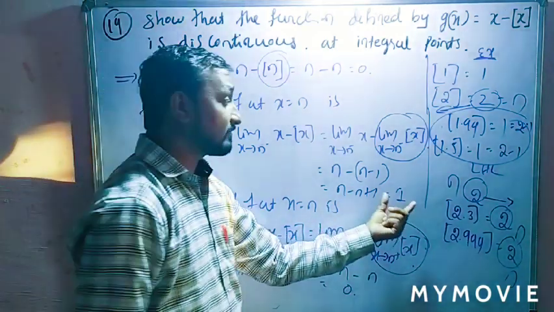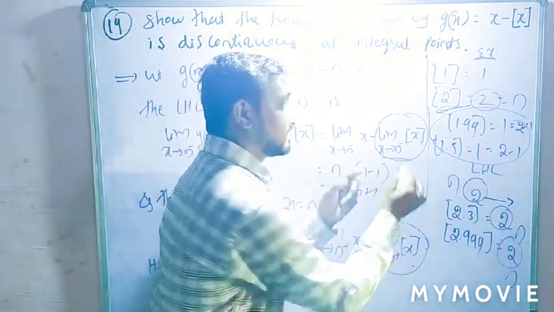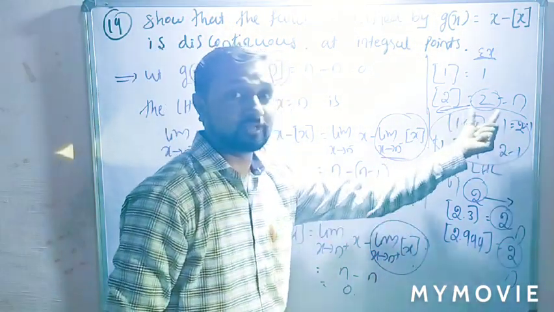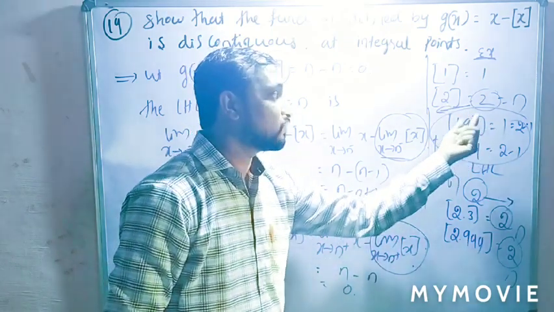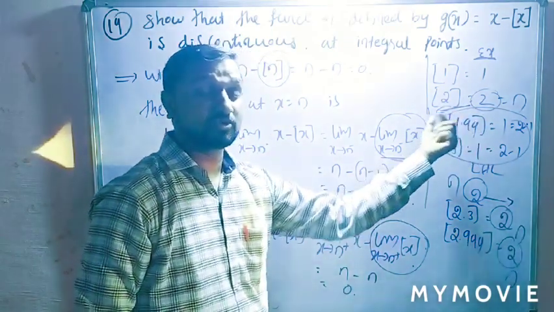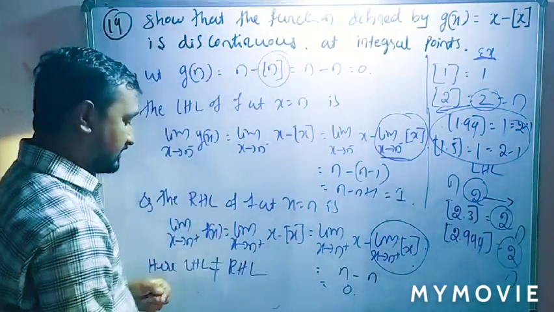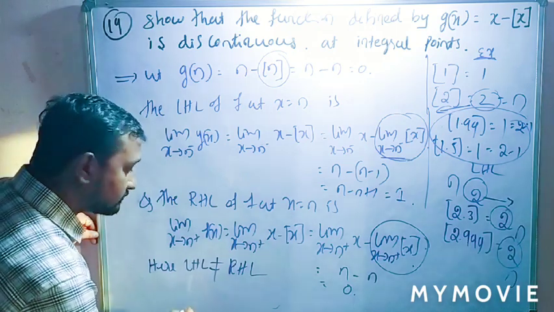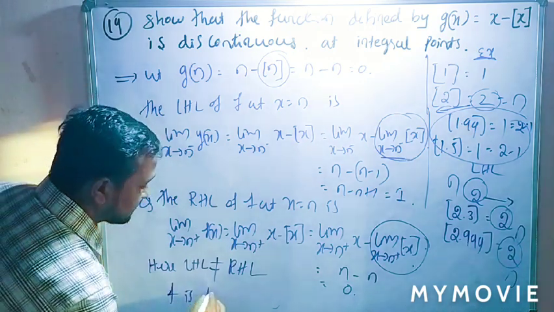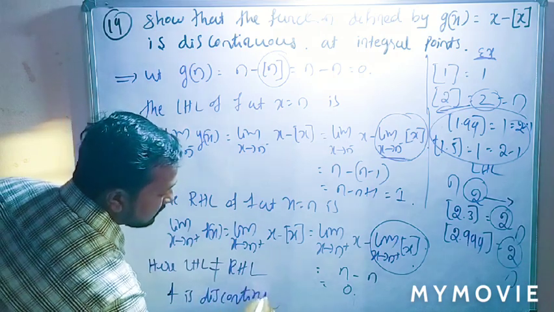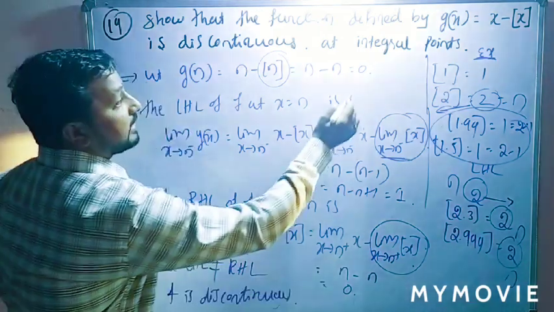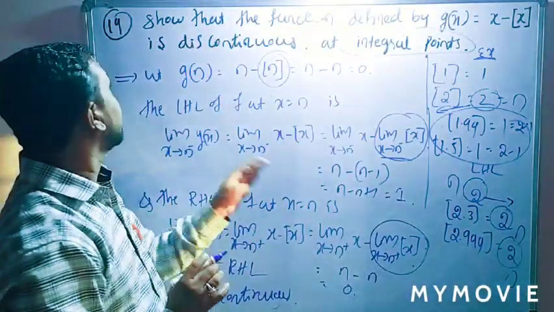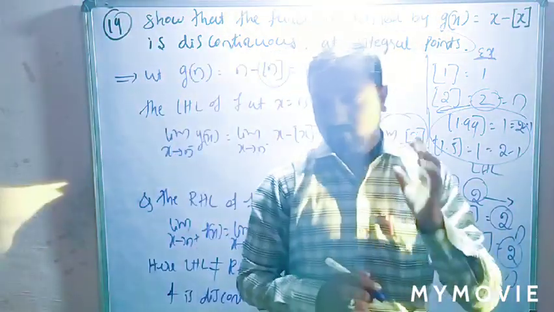See the left element, students. This is very important. Let me clarify once again. The left value of 2 is said to be the left hand limit. So the left value 1.9 should be written as 1, which is 2 minus 1, like this. Here f is discontinuous at all integral points. Clear that? So this is all about exercise 5.1.